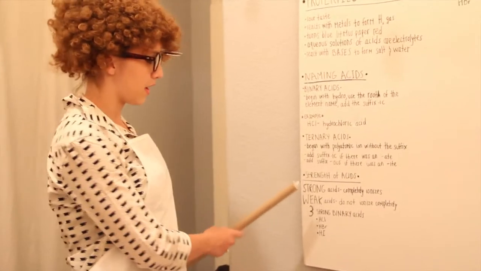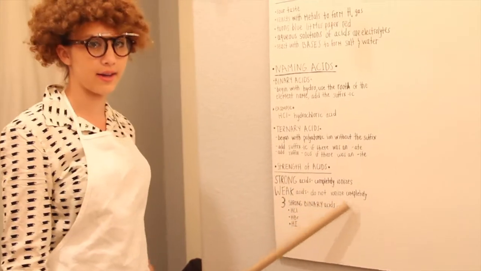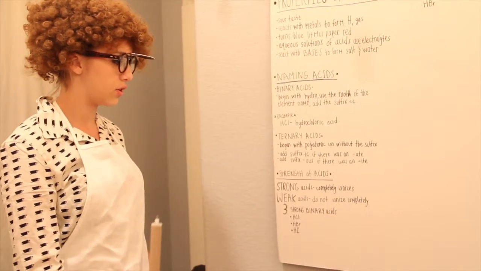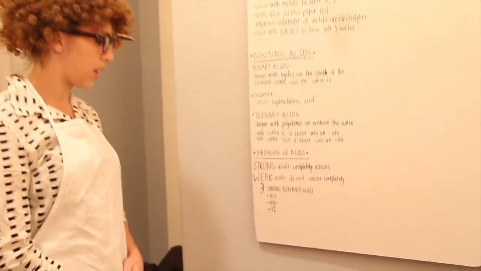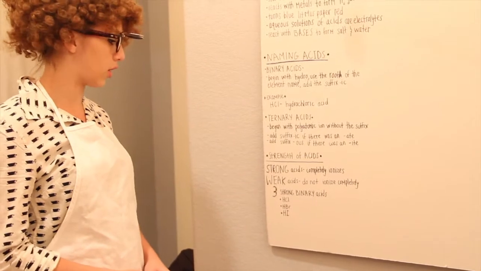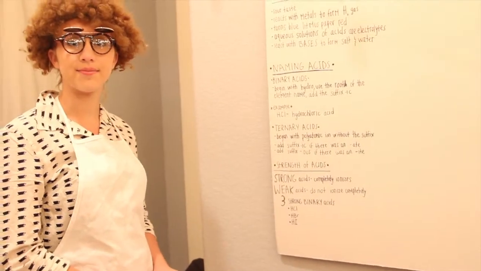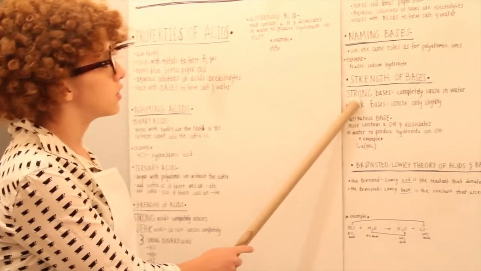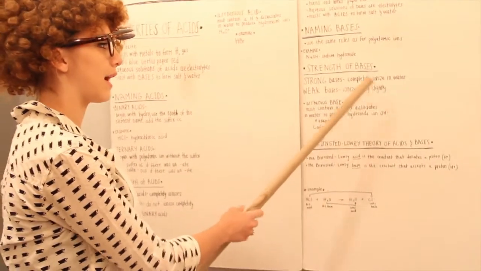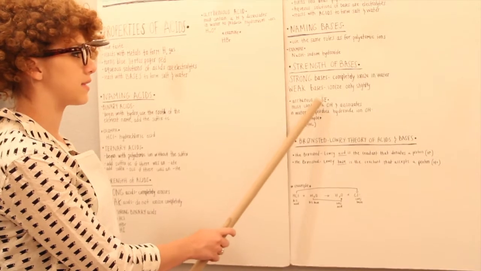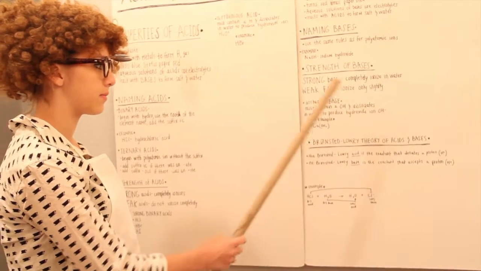Now we're going to talk about strength. The strength of acids. Strong acids completely ionize, and weak acids do not completely ionize. Three strong binary acids are HCl, HBr, and HI. Now the strength of bases. Strong bases completely ionize in water. Weak bases ionize only slightly. What's an Arrhenius base and an Arrhenius acid?